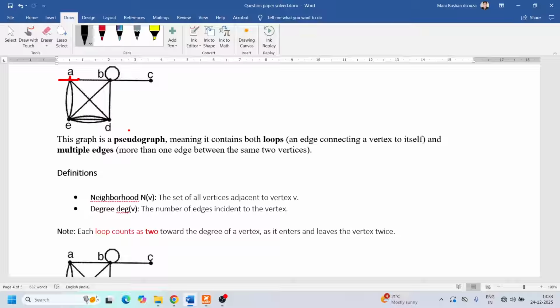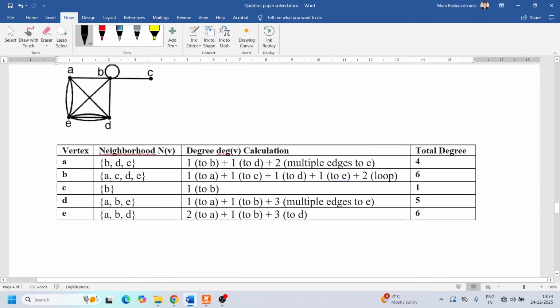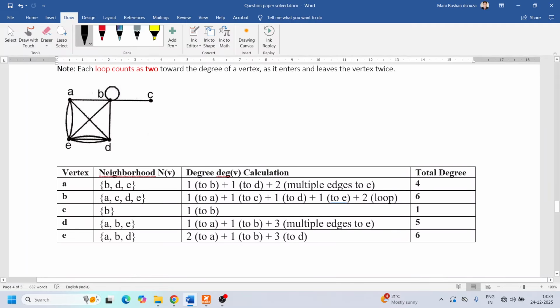You are already familiar with that option. What is a degree in this case? Remember, whenever there is a loop, you will count it as 2. So what about this one? Because it is a loop, you will count it as 2. You have to remember that. Now with that idea, let us go ahead and solve the question.